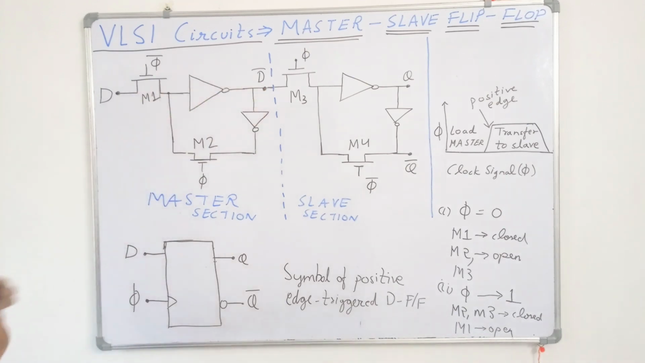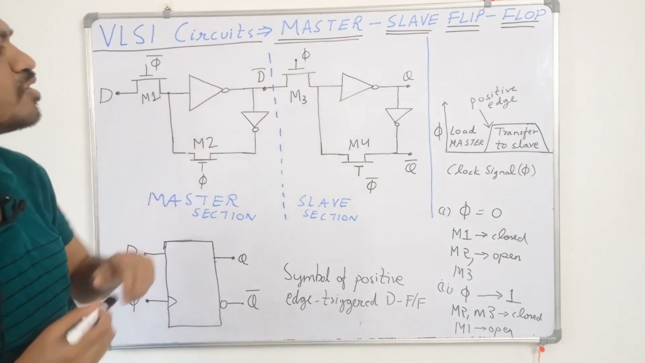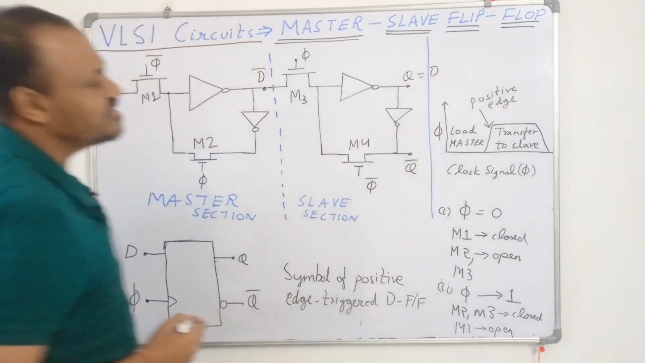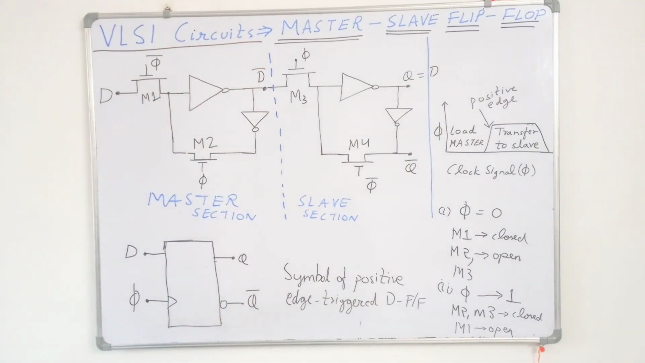So what will happen is that this is now closed. This is now closed. So Q will be equal to D. Q will be equal to D in this state.